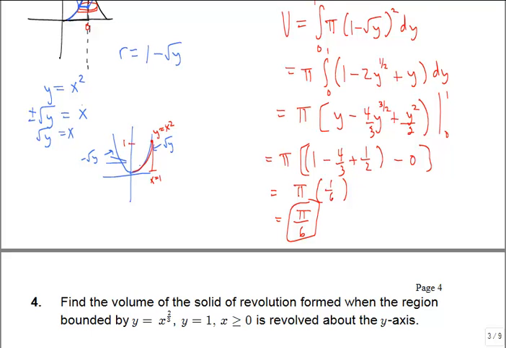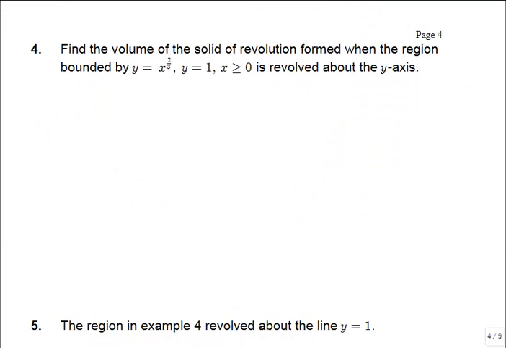All right, let's try another one. Find the volume of the solid of revolution formed when the region bounded by y equals x to the 2/3, y equals 1, and x greater than or equal to 0 is revolved about the y-axis. So first thing you want to do is sketch your region. Now if you need your calculator to show you what this region looks like, that's fine.